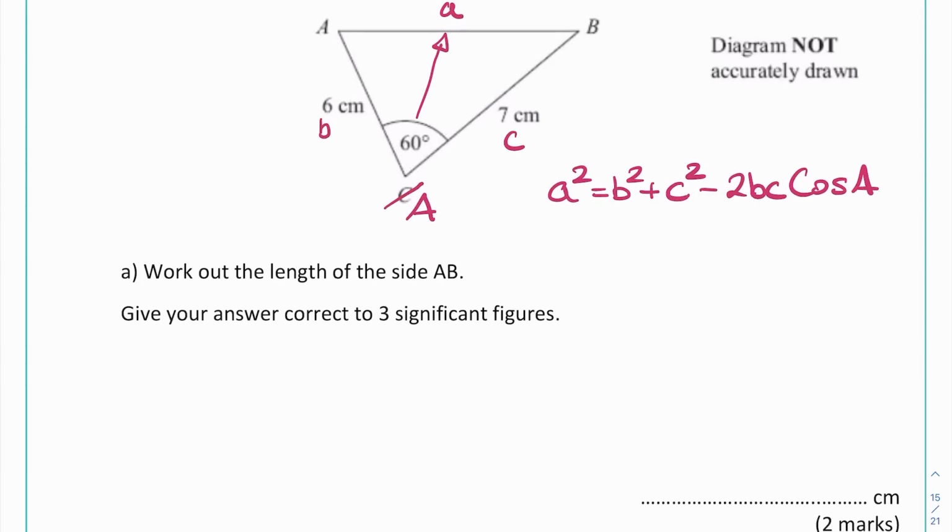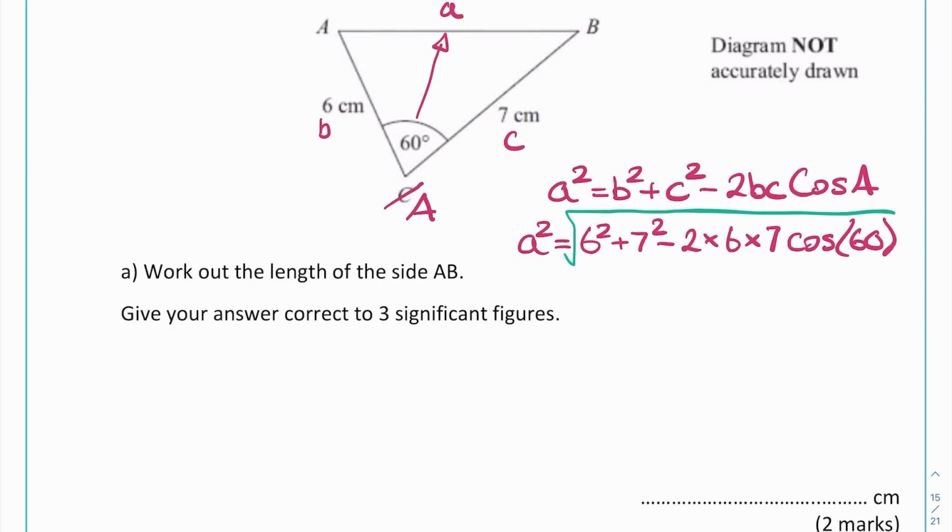So I just need to put the numbers in. So a squared is equal to 6 squared plus 7 squared minus 2 times 6 times 7 cos 60. We can type that into the calculator. If you want, you can just put the whole thing underneath the square root, as obviously that gives us a squared.